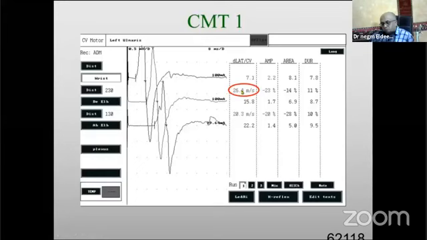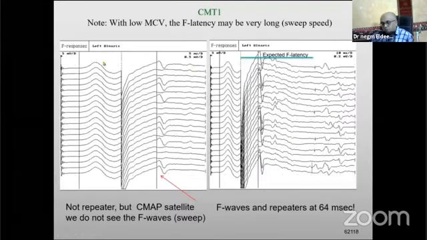And then when we look at F responses with the ordinary sweep speed, we see something here, but it comes way too early. This is not F waves. This is something else that belongs to the CMAP. And now when we change the sweep speed, we see the latency that is very much prolonged. It's 64 milliseconds. And with the conduction velocity, we expect exactly that latency. So remember, with slow velocity, change the sweep speed on the instrument.